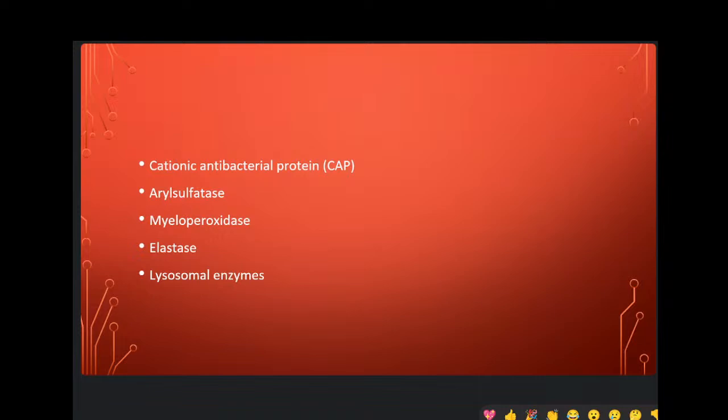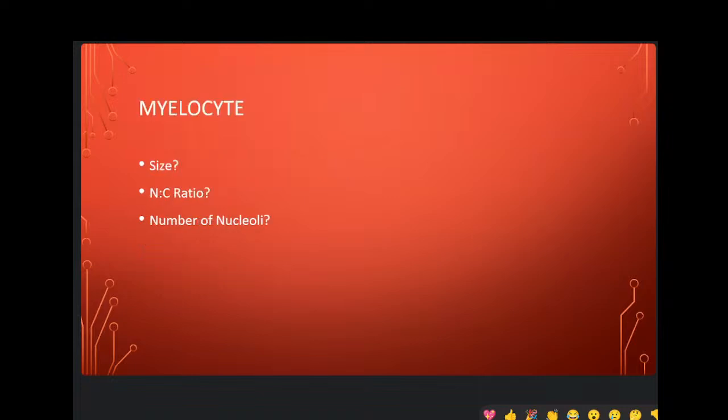Okay? Now, let's talk about the myelocyte. Is that the next one, Marion? Yes. So, myelocyte naman yung pag-usapan natin. The size is a little bit smaller. It's now 12 to 15 micra. And its nucleus to cytoplasmic ratio is equal, 1:1. Okay? And there is no nucleoli present. Okay? No nucleoli present.